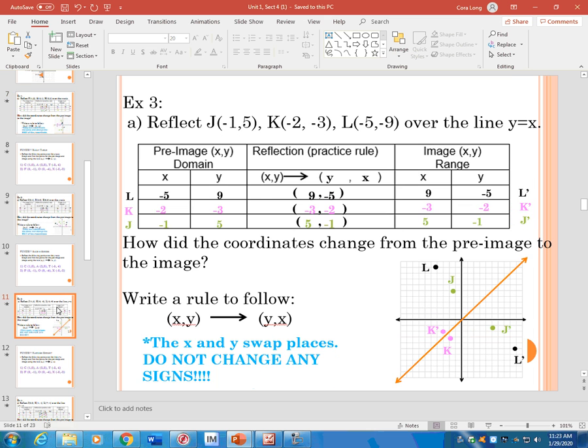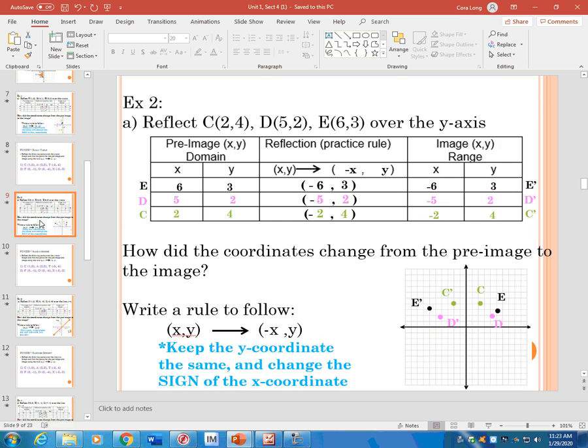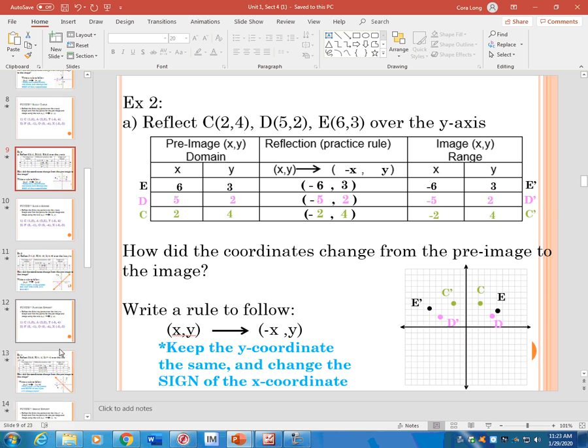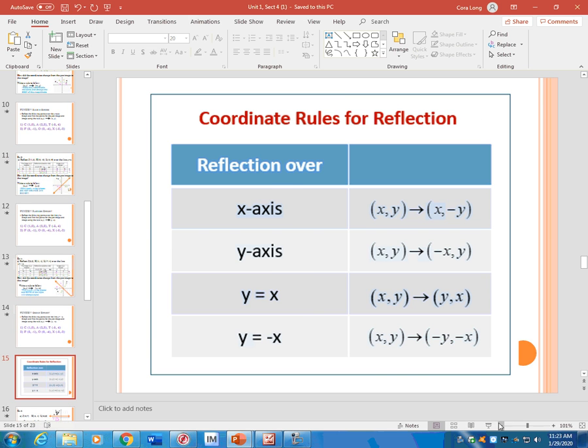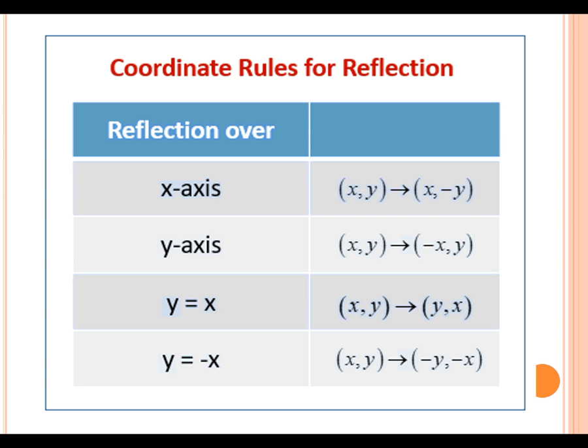Now, y equals x, you can't really count. It's a little bit more complicated. And again, if you're reflecting over the y-axis, we could have counted. Like C is two spaces from the y-axis, so when it reflects over, it must be 2 spaces on the other side. D was 5 spaces from the y-axis, so when it flipped over, it flipped over 5 spaces. So you could also count. You don't have to use the shortcut, but some people like the shortcut. So this kind of sums up what the shortcuts are.